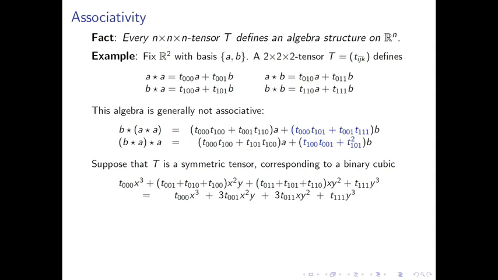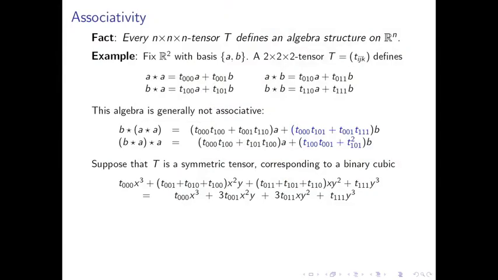Then I can define a multiplication by saying A times A is this scalar times A plus some other scalar times B, and so on. BA, AB, BB, right? So I need 8 structure constants to specify how I should multiply the two basis vectors, and then I extend by bilinearity, right? So that defines a structure of multiplication on R2. Now, this multiplication is not commutative in general. It's not associative in general. It's just some algebra structure.